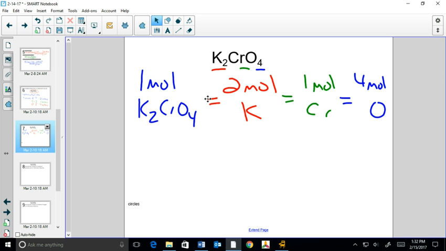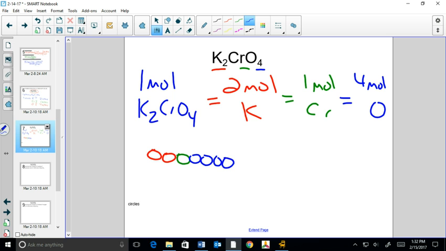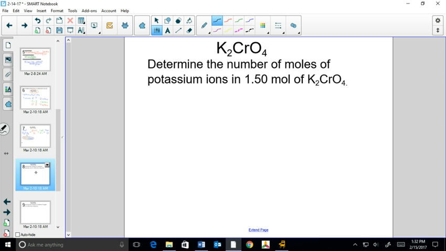So the basic point is that in order to make 1 mole of potassium chromate, I'm going to need 2 moles of potassium, 1 mole of chromium, and 4 moles of oxygen. And all of that together will give me 1 mole of my potassium chromate. So let's do this in a problem setting.